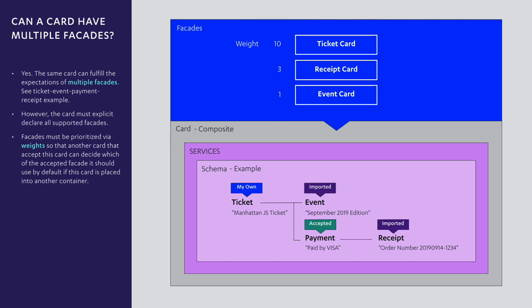So there's a receipt in the card catalog, there's an event in the card catalog, we've got different payment forms in the card catalog, and you're just making a ticket. And then when you create the ticket, it is simultaneously a ticket card, a receipt card, and an event card. So if you drag it into an event calendar, it shows up.